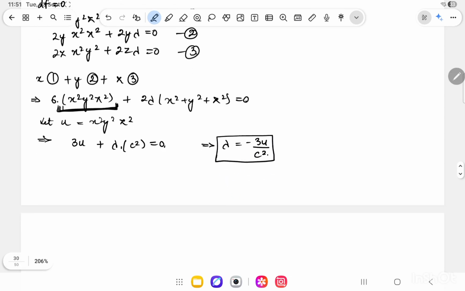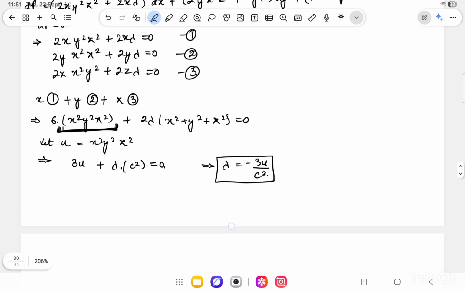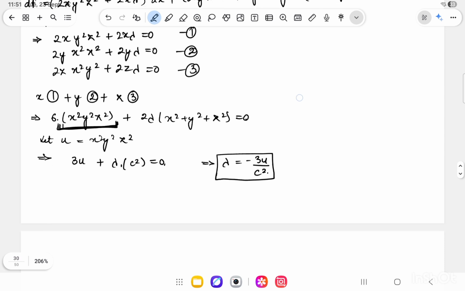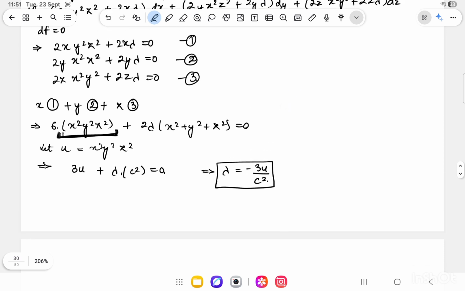Now what I'll do is substitute this value of lambda in any of equations 1, 2 or 3 to solve for the values of x, y and z. So if I substitute this value of lambda in equation 1, I'll get 2x into y square z square. I can just pull out 2. So equation 1 is x into y square plus z square plus x into lambda, that is minus 3u by c square, equals 0.